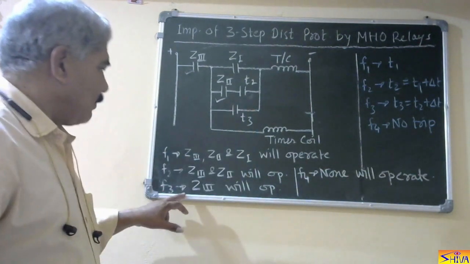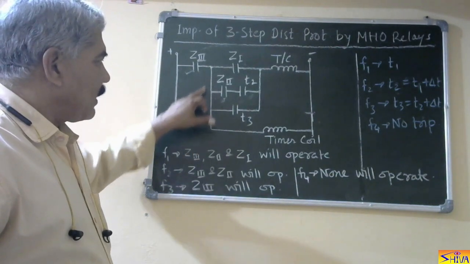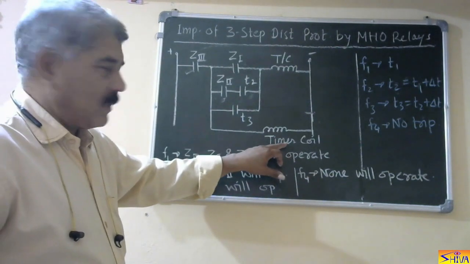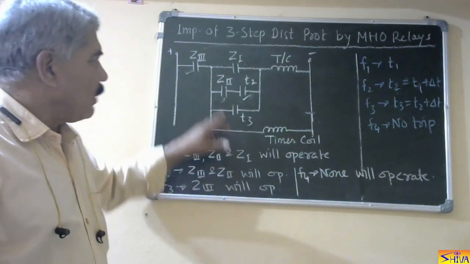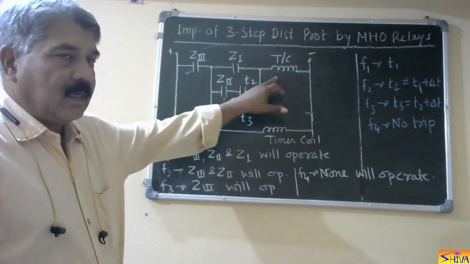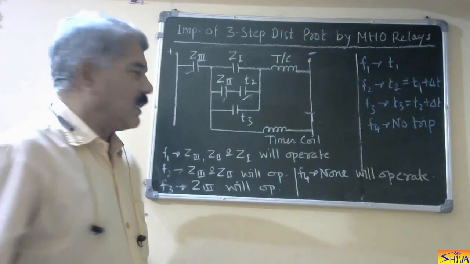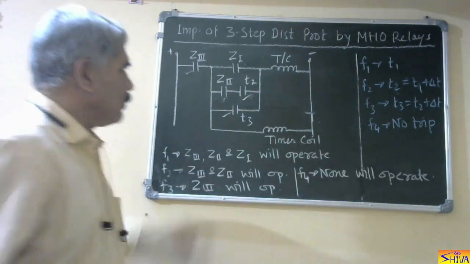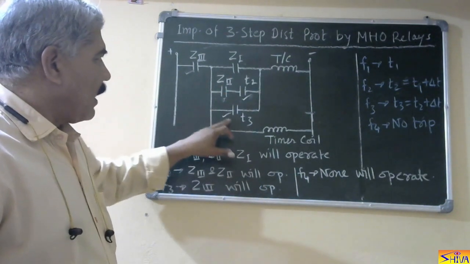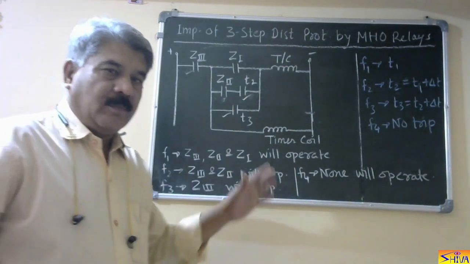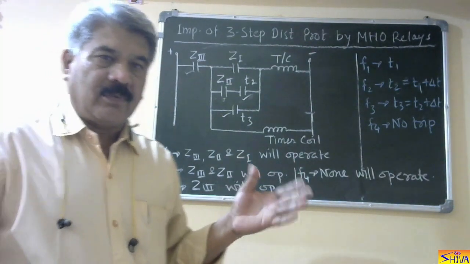For fault F3, only Z3 will operate. As Z3 has operated, the timer coil will be energized. After time T2 seconds, this contact will close. Now as Z2 is open, the trip coil will not be energized. After time T3, that is T2 plus delta T seconds, this contact will close and the trip coil will be energized through Z3 and T3. So by means of this we can see that our requirement is fulfilled.